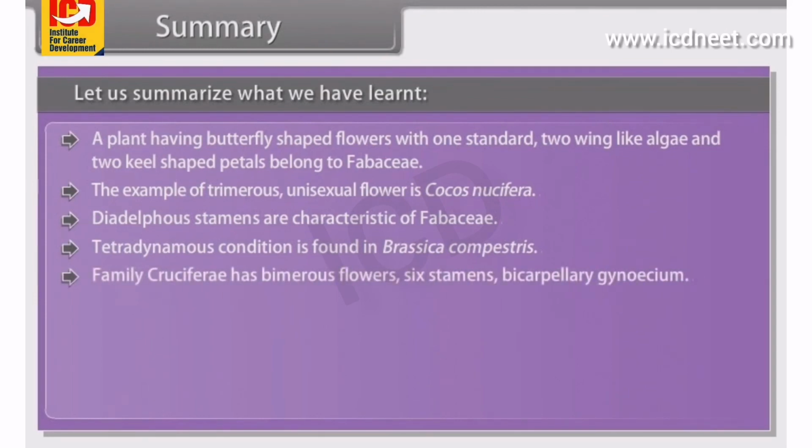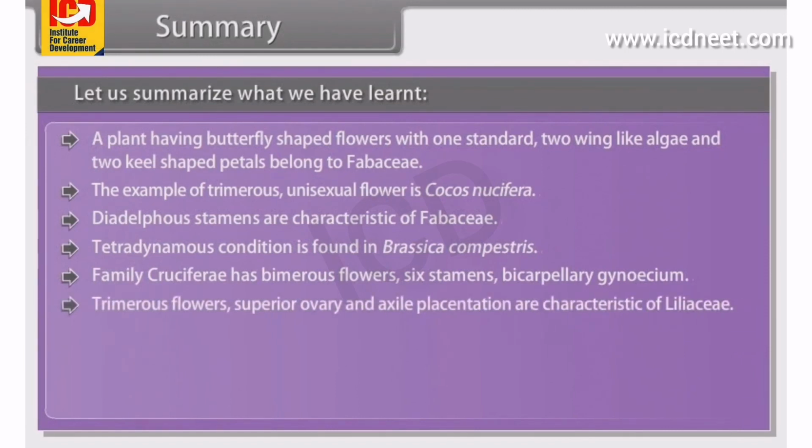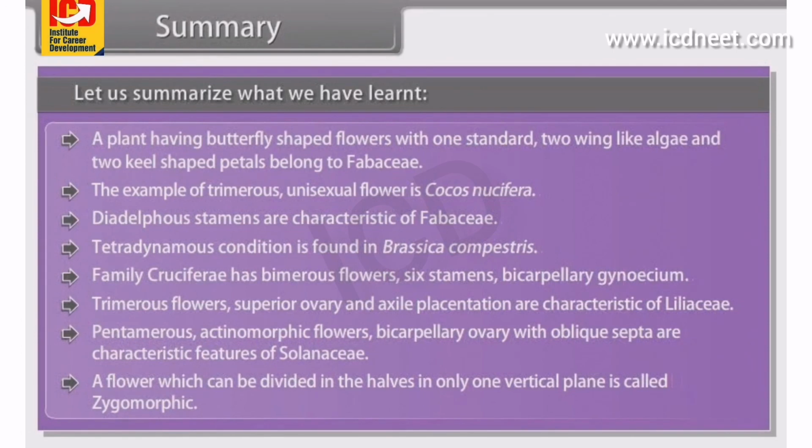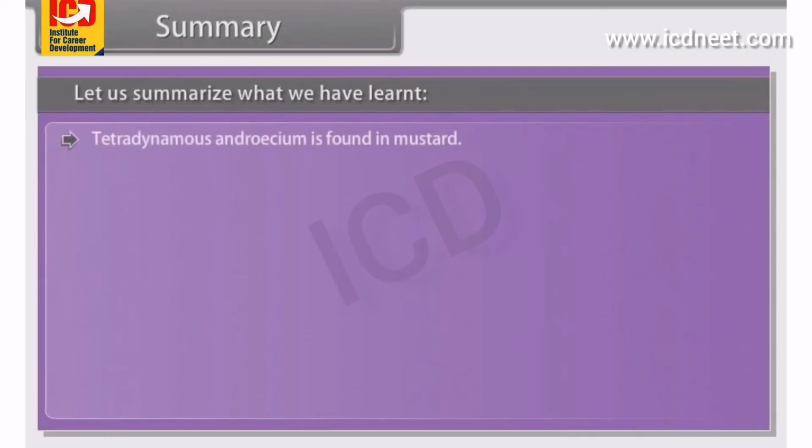Family Cruciferae has bimerous flowers, 6 stamens, bicarpellary gynoecium. Trimerous flowers, superior ovary and axial placentation are characteristic of Liliaceae. Pentamerous, actinomorphic flowers, bicarpellary ovary with oblique septa are characteristic features of Solanaceae. A flower which can be divided into two halves in only one vertical plane is called zygomorphic. Tetradynamous Androecium is found in mustard.